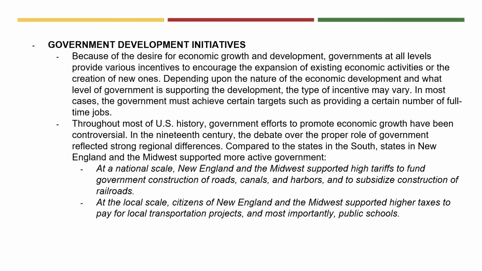In the 19th century, the debate over the proper role of government reflected strong regional differences. Compared to the states in the South, states in New England and the Midwest supported more active government. At a national scale, New England and the Midwest supported high tariffs to fund government construction of roads, canals, and harbors and to subsidize construction of railroads. At the local scale, citizens of New England and the Midwest supported higher taxes to pay for local transportation projects and, most importantly, public schools. While here in the South, those kinds of taxes are often met with a lot of resistance from the general population.